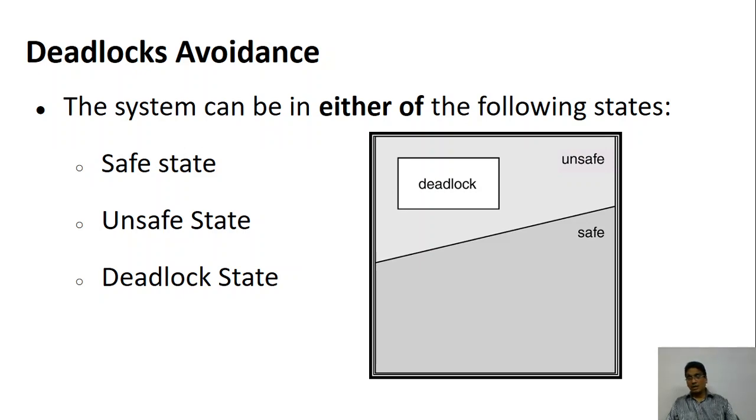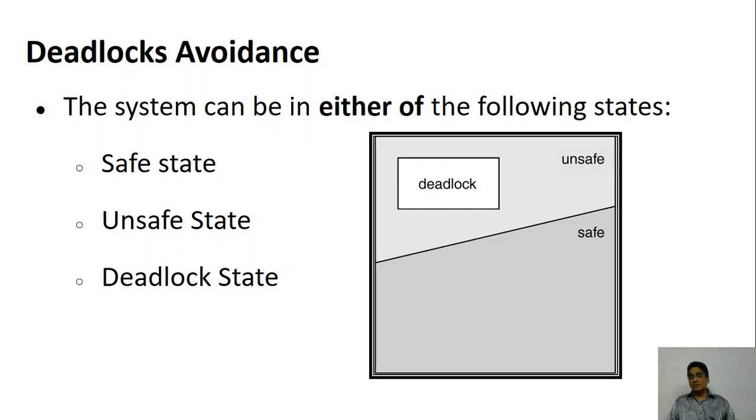So, based on how you have allocated, how many resources you have given, how many resources you have, and how many requests are going to come. All three things. Like your past, your present, and your future. If you combine them together, you get the state. So, a system will be in one of three states.